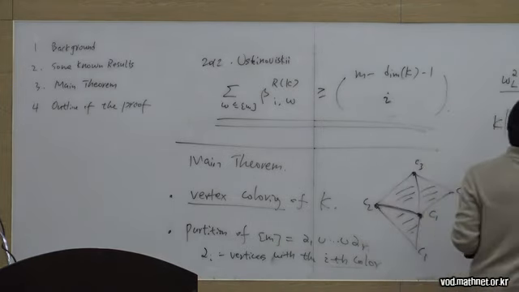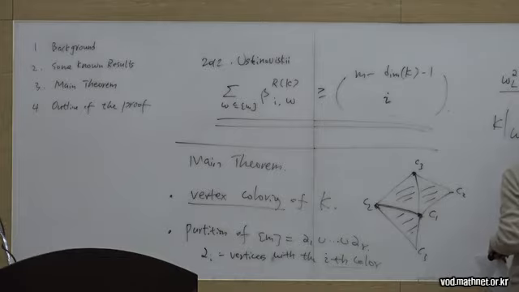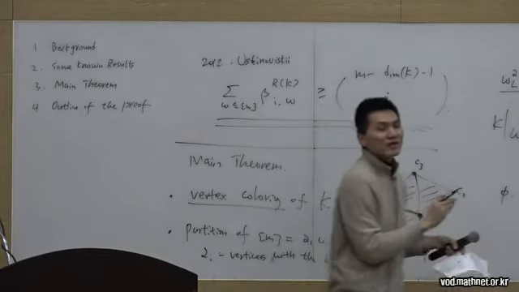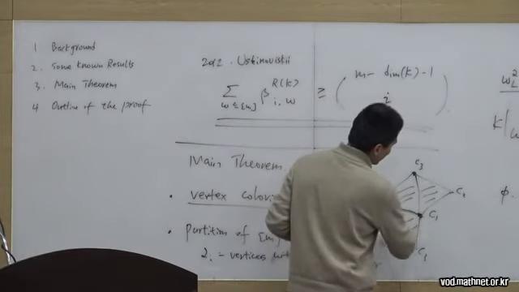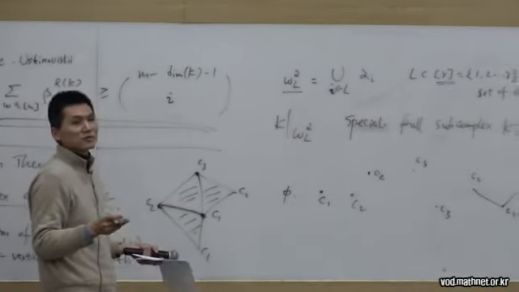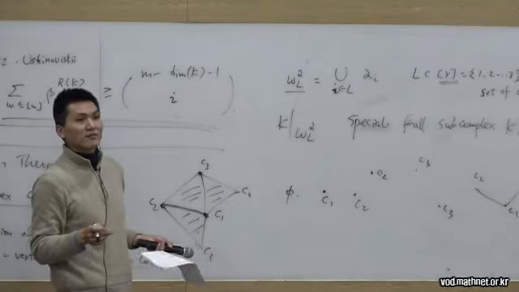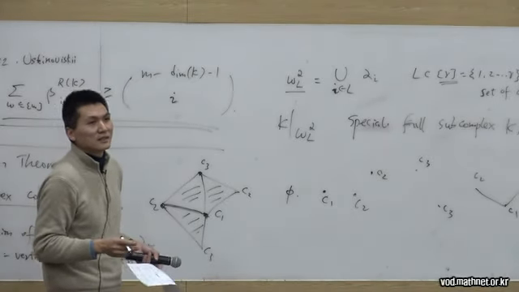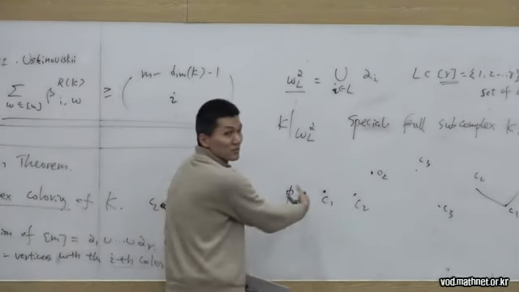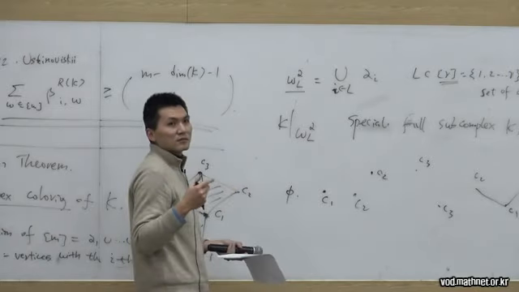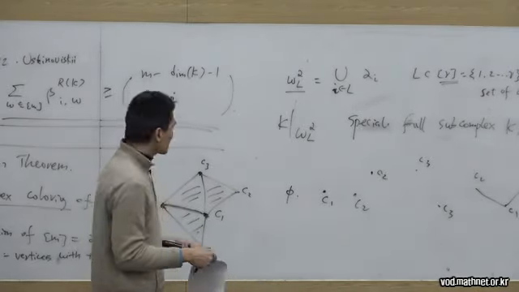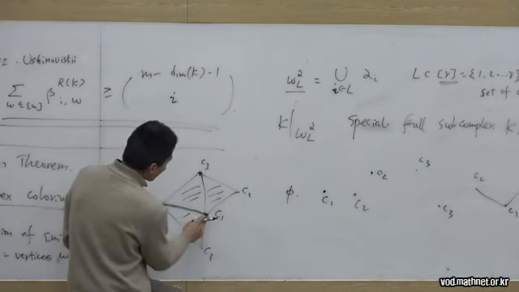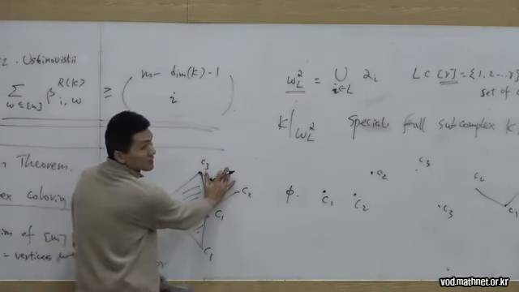Maybe you can just say special full subcomplexes. Okay, so we define some special full subcomplex. Because here we have five vertices, so supposedly we should have 35 full subcomplexes. But now, by this definition, I only take eight very special full subcomplexes. Right? Yep. So, for example, C1, C2, C3 is not considered.